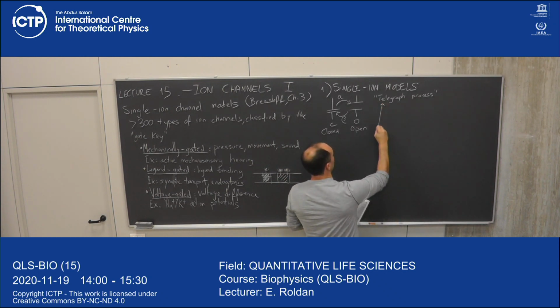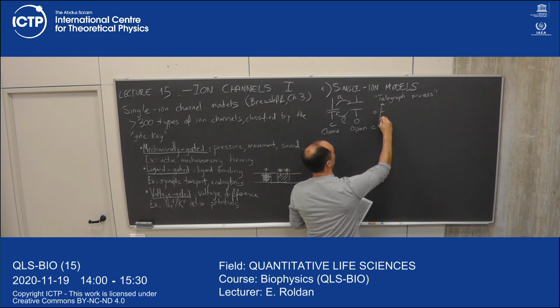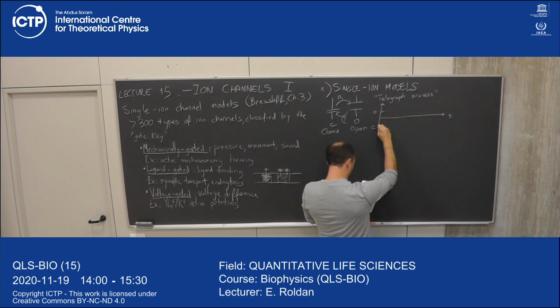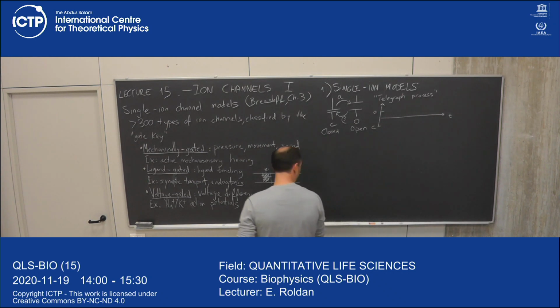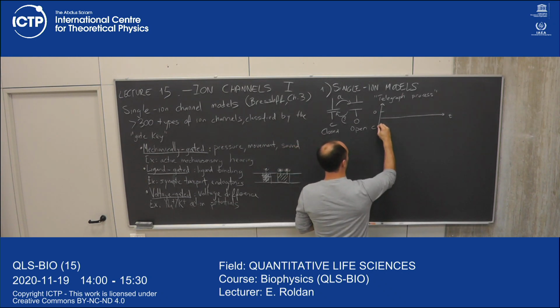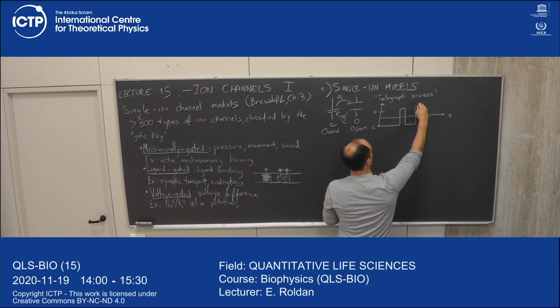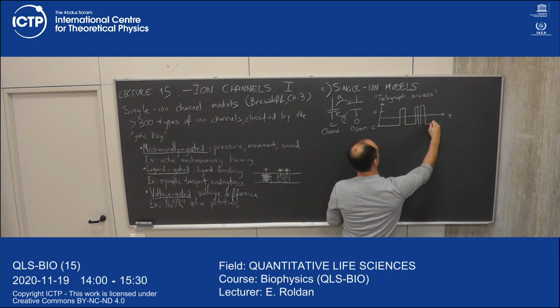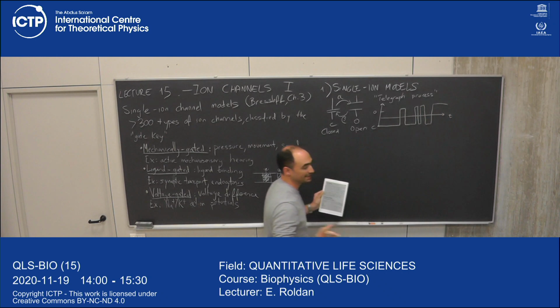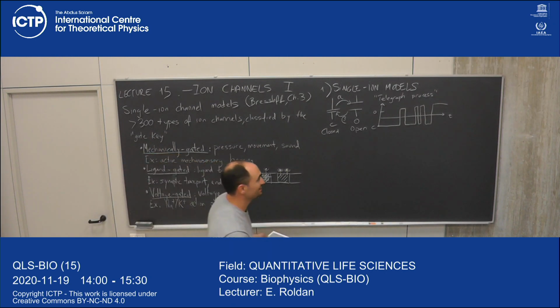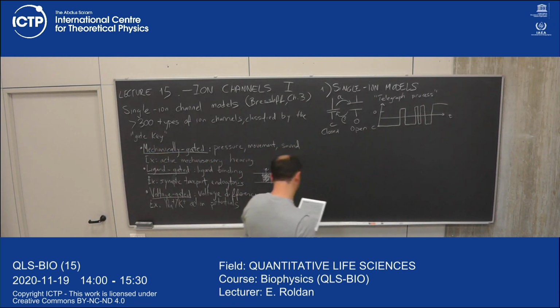So there will be the C and the O, closed and open. It will be timed, and the system will do something like this. One trajectory of this model will be like this: the channel opens, closes, opens, closes, opens. This is one example, but as I say, this is fluctuating, so there will be many trajectories that always look like this.